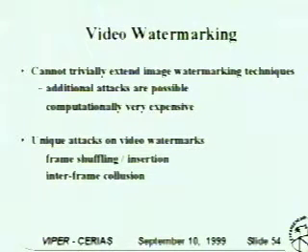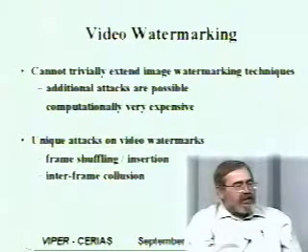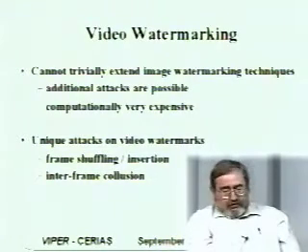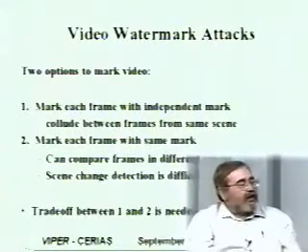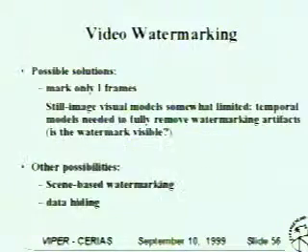Okay. You cannot trivially extend watermarking techniques to video, because there are other attacks, particularly things like collusion, frame shuffling, and insertion, and they can be computationally expensive. So sometimes you have to worry about that. You could mark each frame with an independent watermark, and then you have to worry about colluding across frames. You could mark each frame with the same watermark, but then you could do scene change detection where, when the scene changes, you assert a different watermark, and there are trade-offs between both of these.